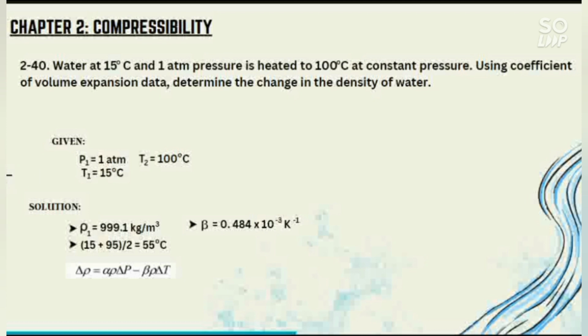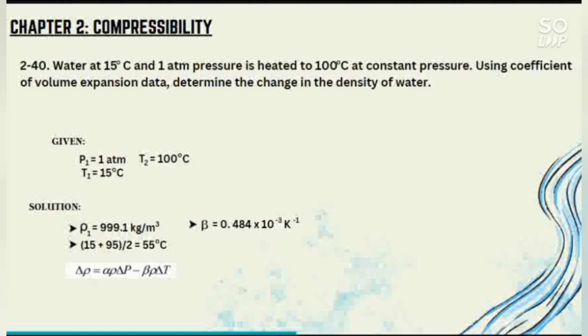So the properties: the density of water at 15 degrees Celsius and 1 atmospheric pressure is 999.1 kilogram per cubic meter, or approximately 1000 kilogram per cubic meter. And the coefficient of volume expansion at the average temperature of (15 plus 95) over 2, equal to 55 degrees Celsius, beta is equal to 0.484 times 10 raised to negative 3 Kelvin raised to negative 1.